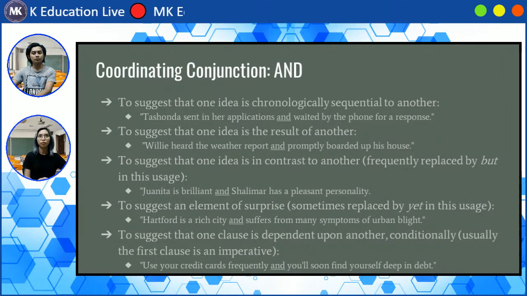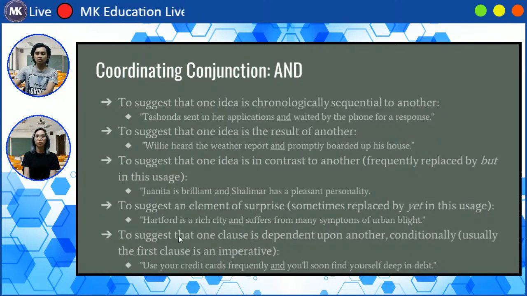Like in this example, Juanita is brilliant and Shalimar has a pleasant personality. Okay? But in this case, this just shows a contradiction or a difference. But is used for a more strong opposition to an idea. But that will be explained in the next slide. Next function, to suggest an element of surprise. This function can also be served by yet.